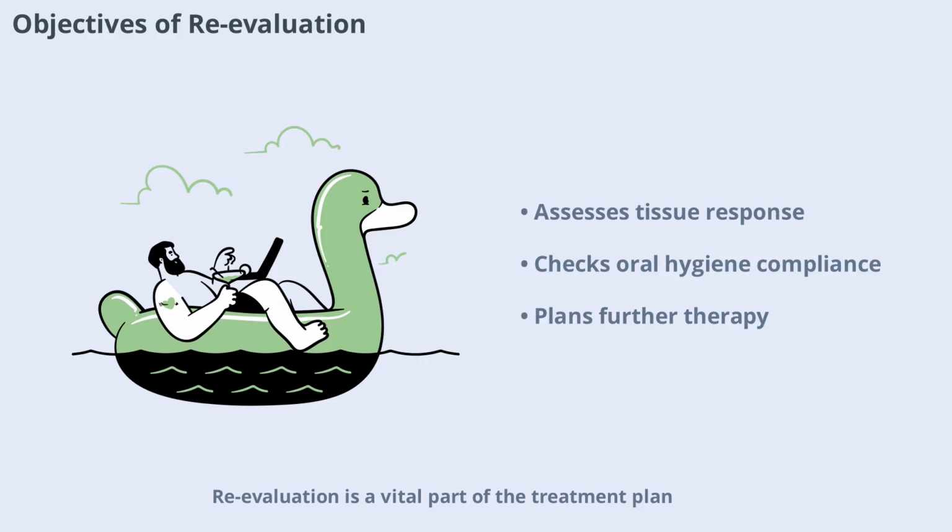Reevaluation is a vital part of the treatment plan. Its objectives include assessing tissue response after therapy, checking for gingival inflammation, pocket depth, and tooth mobility. It also evaluates the patient's compliance with oral hygiene using plaque and bleeding indices. Based on these findings, further periodontal therapy can be planned if needed.